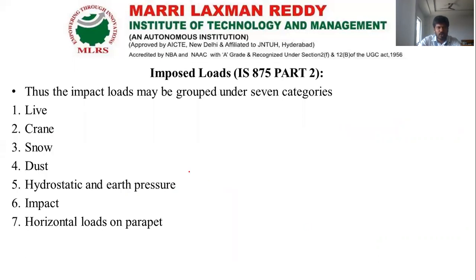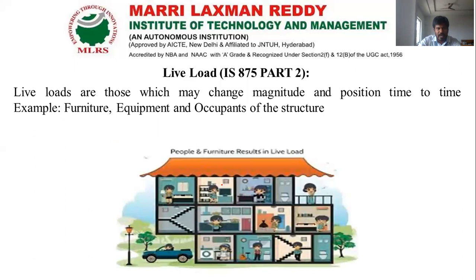Next, imposed load criteria. It can have 7 categories: live load, crane load, snow load, dust, hydrostatic and earth pressure, impact load, and horizontal loads on parapet. These are all the 7 load categories under imposed loads. Live load, IS 875 part 2: furniture, equipment, occupants of the structures. This figure denotes the live load criteria, and it can vary in magnitude and position from time to time.